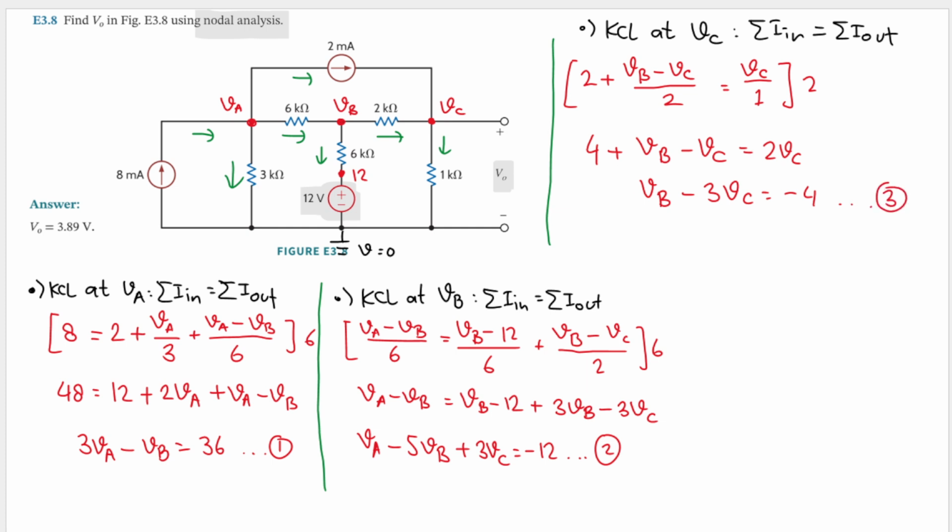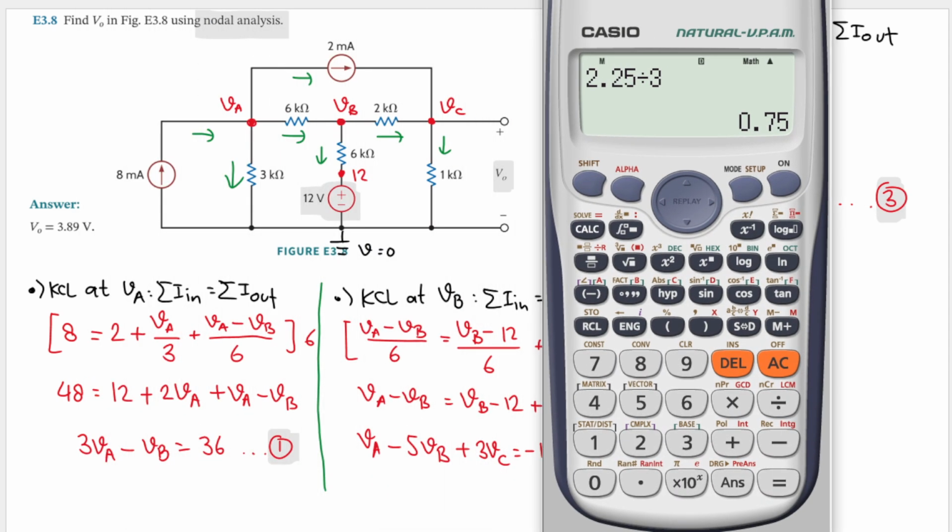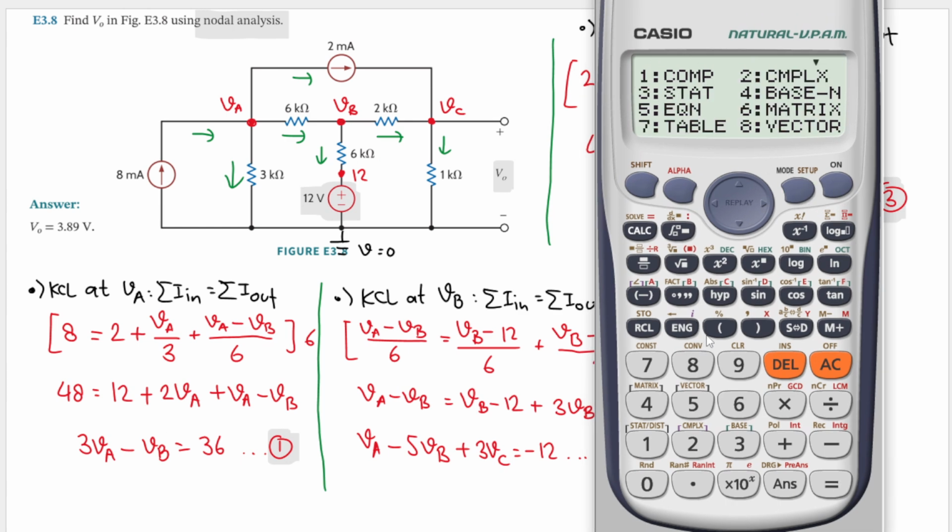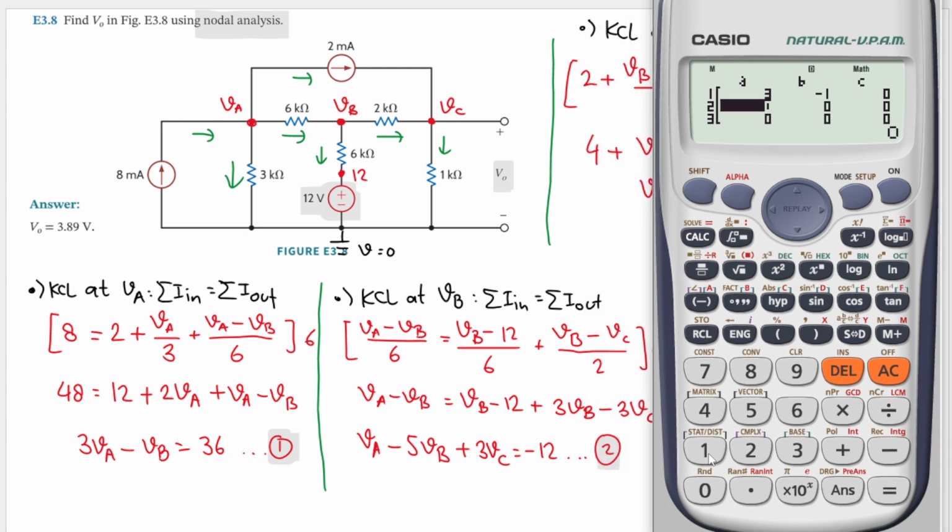So now we have 3 equations with 3 variables, right? And we can solve this using a calculator. Let's set our calculator as equation solver, which is number 5, and then 3 variables is number 2. And we plug in the numbers, so we'll have 3, minus 1. But for VC, that is 0. We have to be careful here. And that will equal 36. Okay, and then for the second equation we will have 1, then minus 5, and then 3, then minus 2.